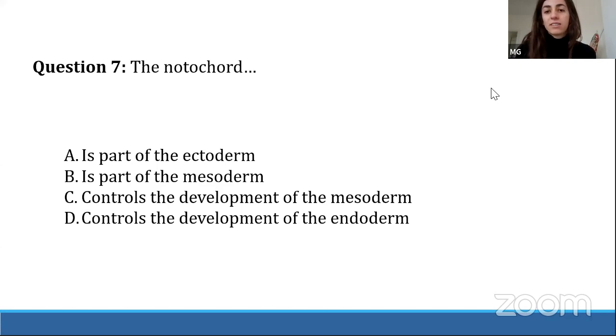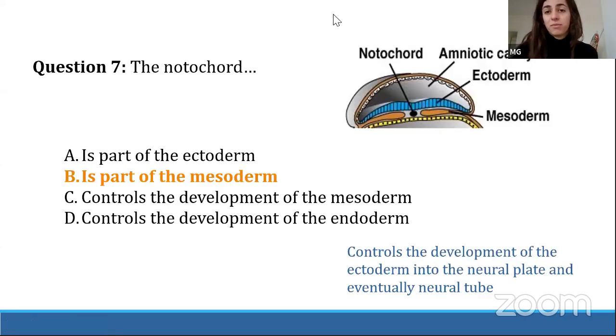So actually the correct answer was it's part of the mesoderm, right? And it's underneath the ectoderm, and it's going to control the ectoderm. It sends paracrine signals, like we said at the beginning. It's communicating with other cells around it and saying, now you ectoderm have to become a neural plate, okay? And then it's giving instructions, now you have to become a neural fold and then neural tube, etc. So the notochord is part of the mesoderm and it's controlling the development of the ectoderm. Okay, I think I have a question. Okay, no, that's all good.